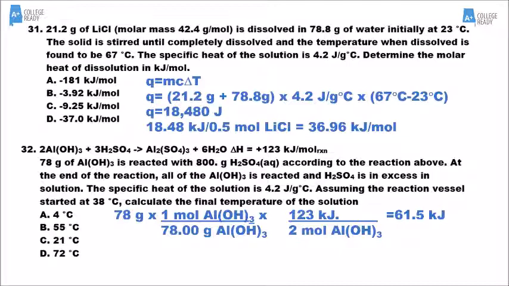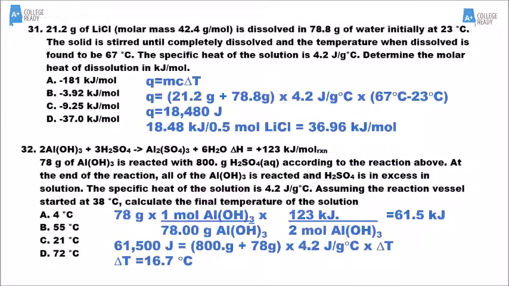Then we're going to use Q is equal to MC delta T, but remember to change the 61.5 kilojoules to joules. We plug in the mass not just of the sulfuric acid, but also the mass of the aluminum hydroxide. Because after all, in this container, what is actually getting colder? And the answer is both the aluminum hydroxide and the sulfuric acid mixed together. So we need both masses. Again, we use 4.2 and we get the change in temperature. And the change in temperature ends up being 16.7 degrees, which rounds to 17 degrees.